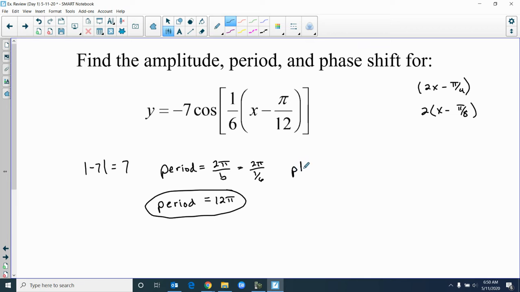And phase shift is which way it moves, left or right to begin with. Okay, minus pi over 12. So actually, remember, it's the opposite. It's actually going to go right pi over 12, or you can just put plus pi over 12 for going to the right, or a negative for moving to the left. All right, so that's your amplitude, period, phase shift.